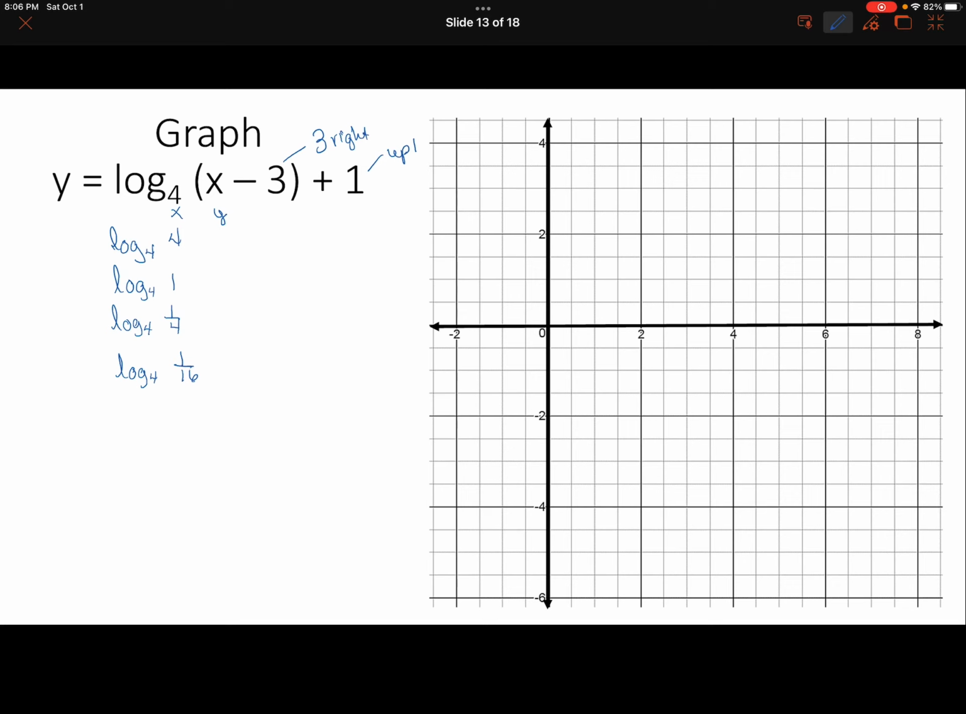Or we can say, I know I'm going to have a common point of 1, 0, and that 1, 0 is going 3 to the right. So 1, 2, 3 to the right, and 1 up. So here is my new common point. My base point would be 4, 1. So I'm taking that 4, 1, and I'm moving it 3 to the right and 1 up.